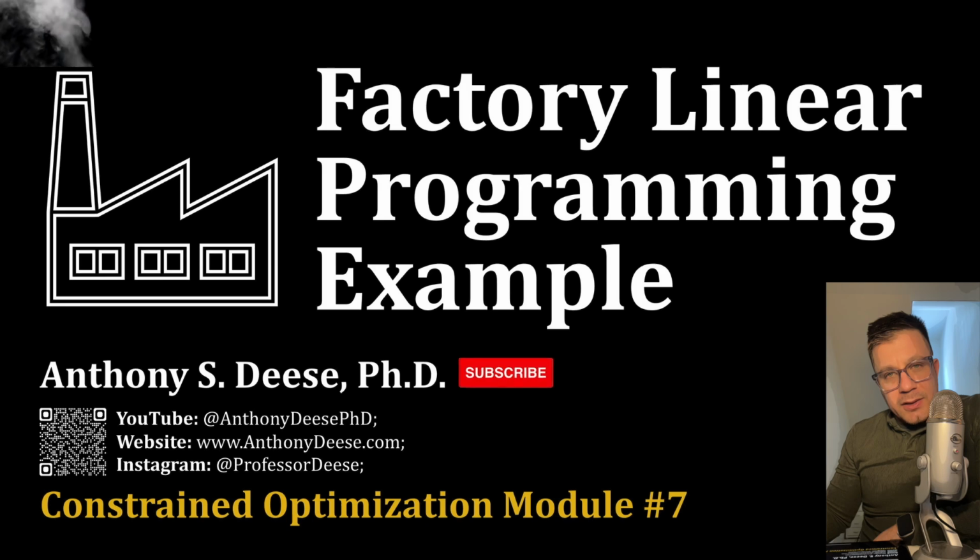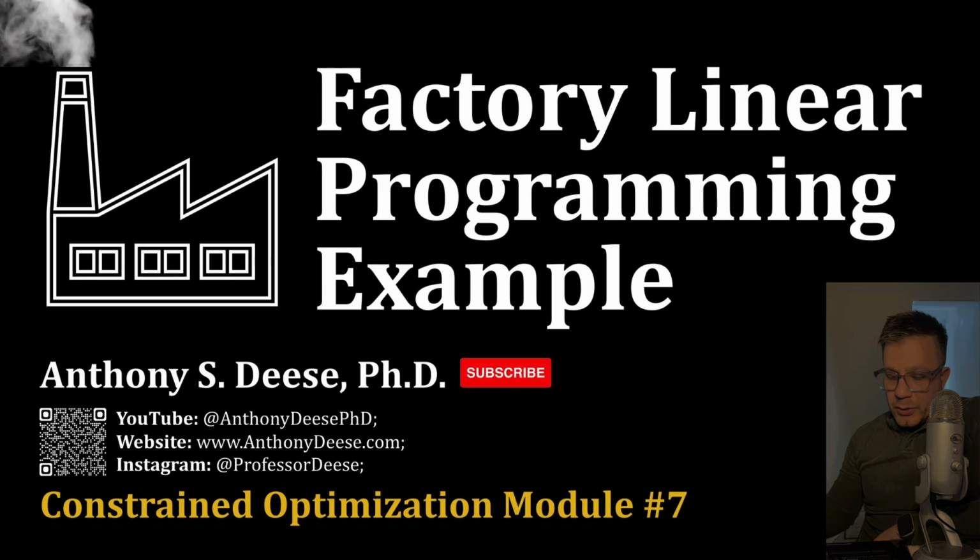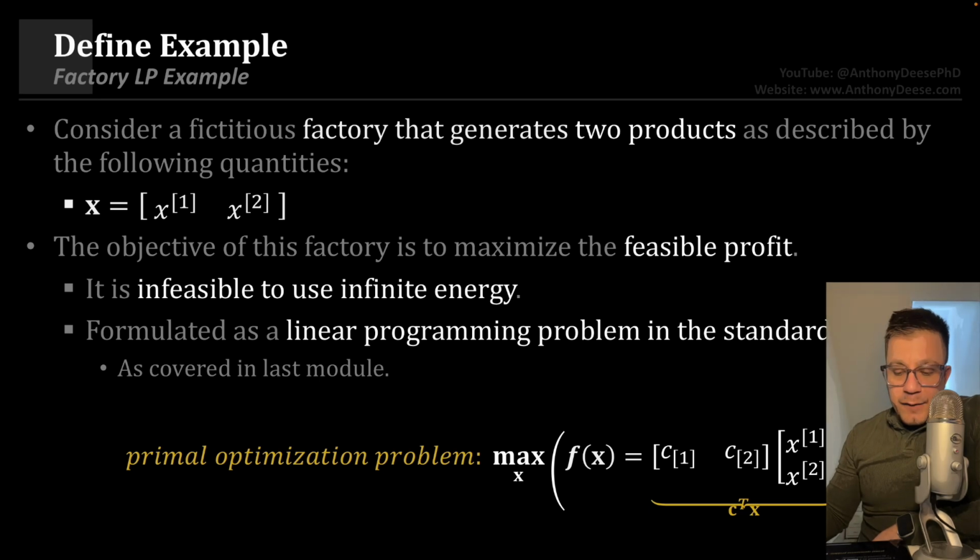We're going to be considering a situation where we're trying to maximize the amount of profit, or income actually, that this factory generates while adhering to some practical constraints on the maximum amount of manpower or energy that we can use. So let's consider a fictitious factory that generates two products as described by these two quantities that populate our primal decision array. So x1 represents the number of units of product 1 we're generating, and x2 represents the number of units of product 2 that we're generating.